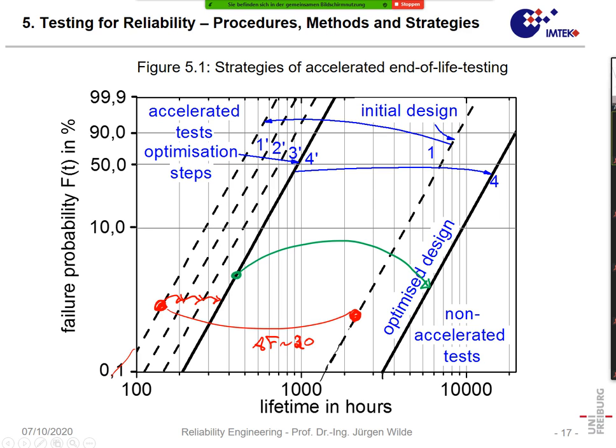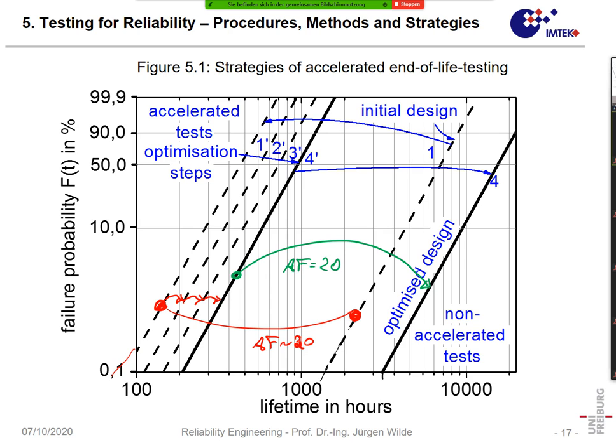You have an optimized design, and again you take an acceleration factor of 20, and now here we have 200, 300, 400, and that gives you roughly 8,000 cycles you can get here. So that means you have optimized a design using accelerated tests. You reduced the effort for testing roughly by a factor of 20 from test times.